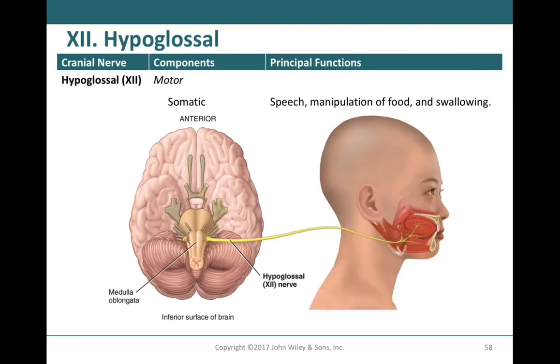And lastly is cranial nerve number 12, the hypoglossal nerve. This final cranial nerve carries motor information out to the mouth. You can see that the hypoglossal nerve is primarily innervating the tongue. So this nerve is going to help us to produce speech, to manipulate food, as well as to swallow food.